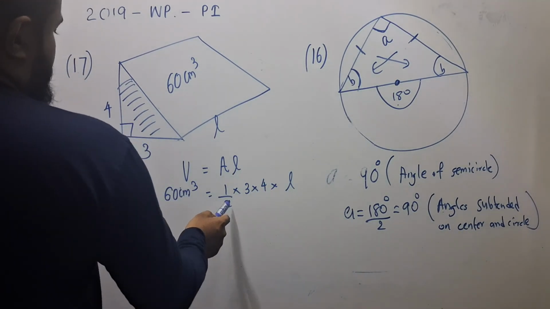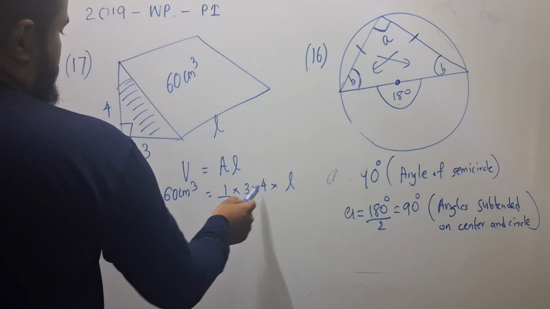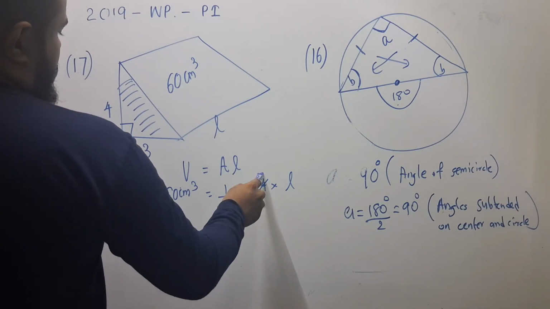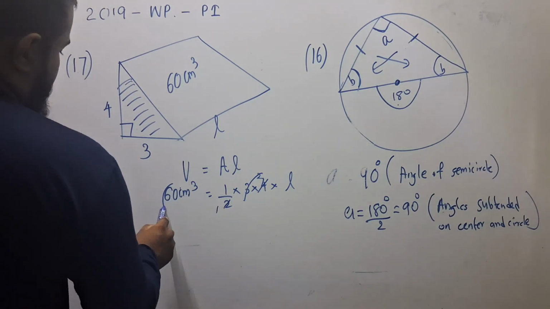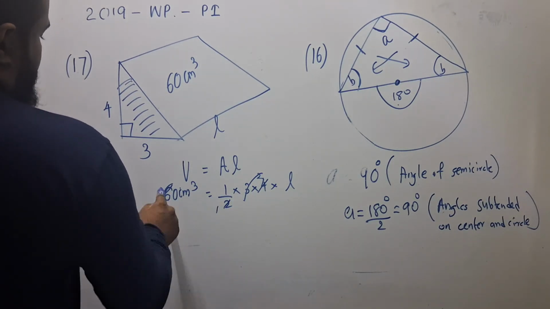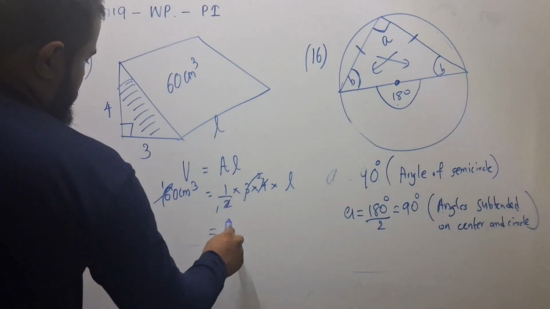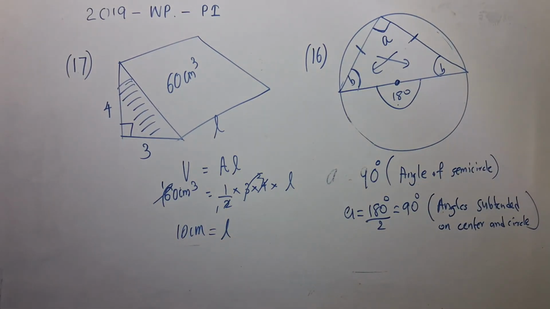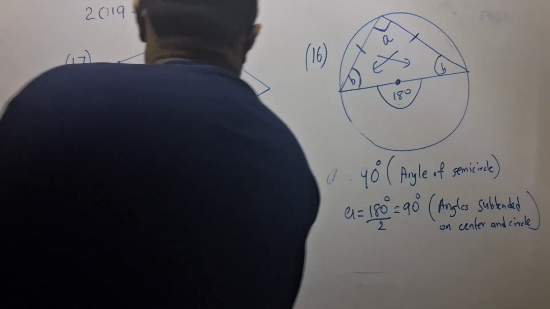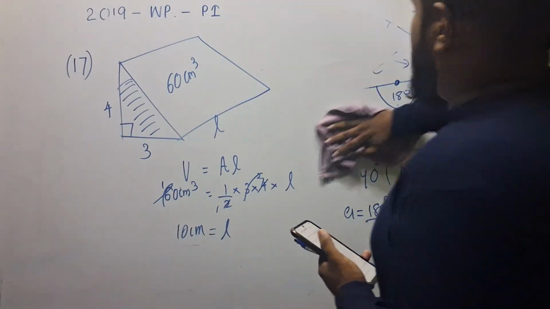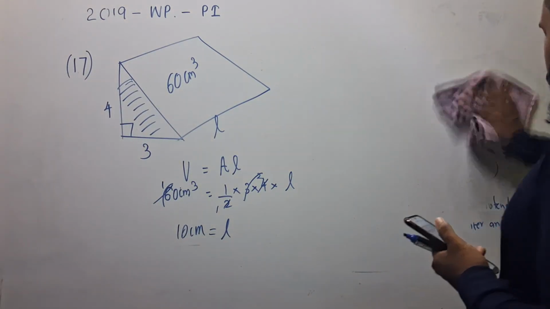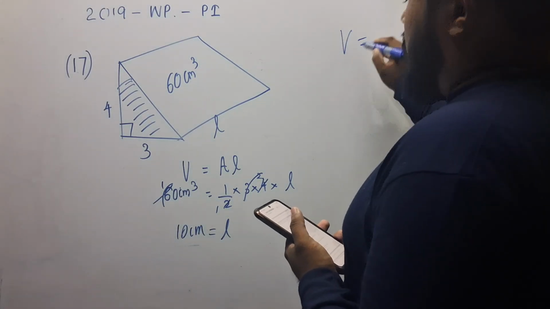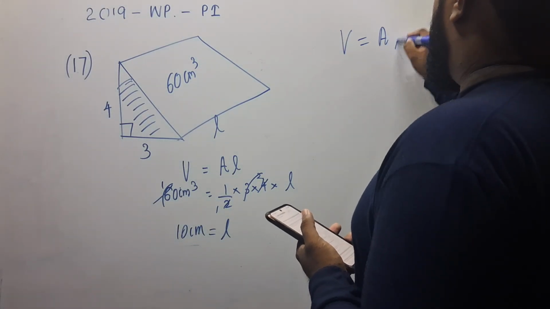Now we can cancel out. 2 has 1, 2, 4 has 2. 2 times 3 is 6. Cancel this 6, then it becomes 10. So L equals 10 centimeters. If you cannot understand, you can do cross multiplication. If you cannot simplify like that, you use your knowledge of cross multiplication.